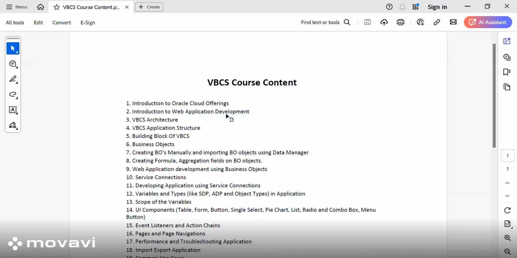What is the purpose of VBCS web application development, and then we will deep dive into the VBCS architecture. What VBCS stands for: Visual Builder Cloud Service. After the VBCS architecture, we will create one sample application. Under the sample application, we are going to see how the structure is formed.